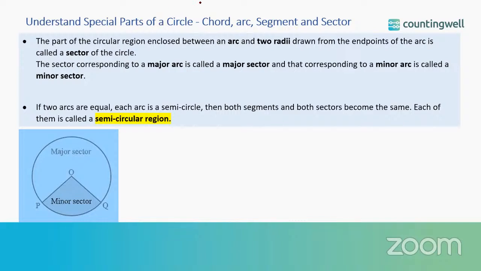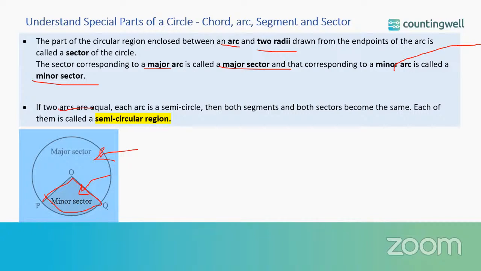Next, what is a sector? It is nothing but the region enclosed between an arc and two radii. So here you can see two radii are OP and OQ, and the arc is PQ, and the region obtained is a sector. We have a minor sector and a major sector. The one corresponding to the major arc is the major sector, whereas the one corresponding to the minor arc is the minor sector.